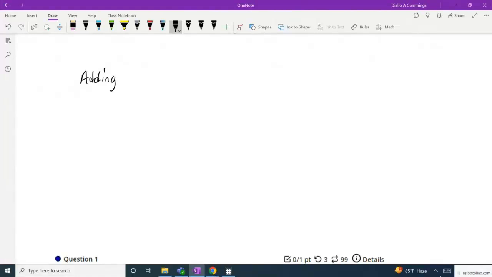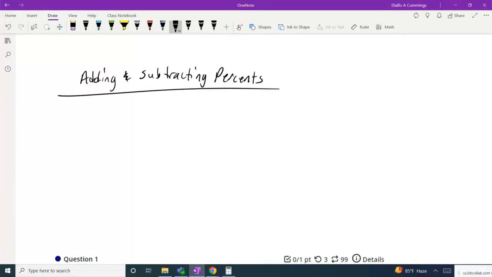Okay, adding and subtracting percents. Okay. And there's some problems throughout these 4 sections that require the use of simply adding and subtracting percents.